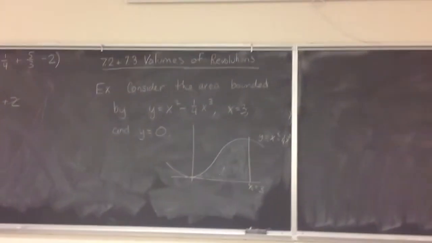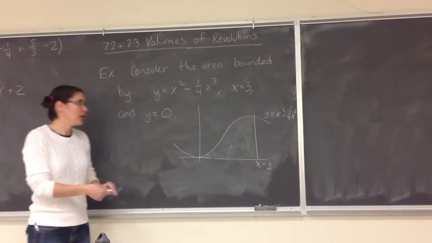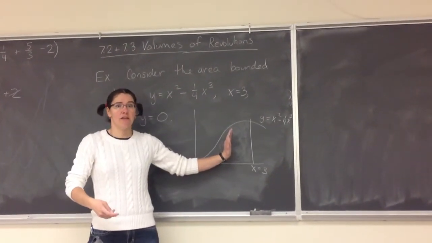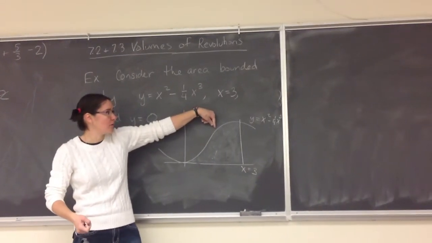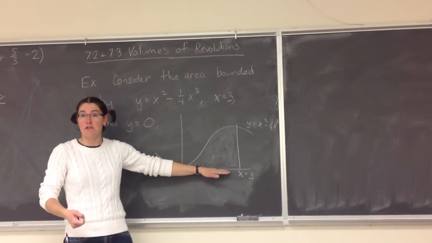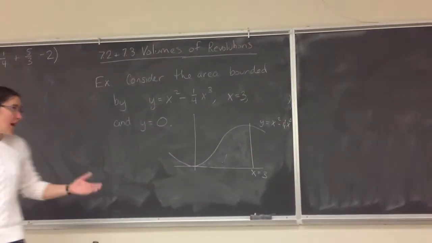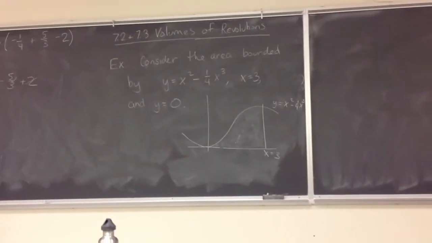So at this point, based on section 7.1, I might ask you to find the area of this region, and we could draw a rectangle in there and have the top of the rectangle on this function y equals x squared minus 1/4 x cubed, and the bottom would be on 0, and so our bottom would be minus 0. Okay? And that would be fine, but what we're going to do today is a little bit different.